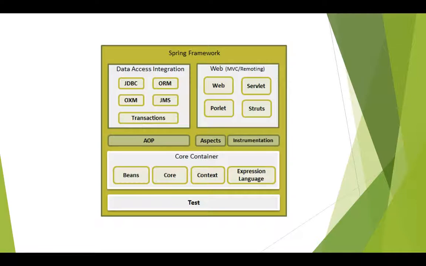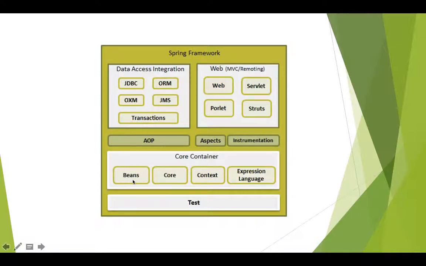Now let us go through the Spring Framework architecture. If you look at it, we have the data access integration, the web, the core container, test, and the AOP, aspects and instrumentation. Let's start from the core. Spring Core has the core Spring functionalities such as the Spring IOC container and the dependency injection features.